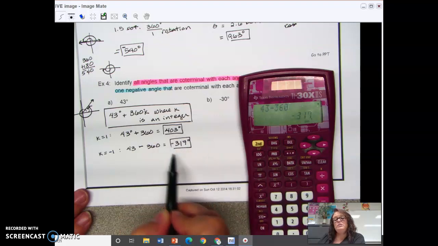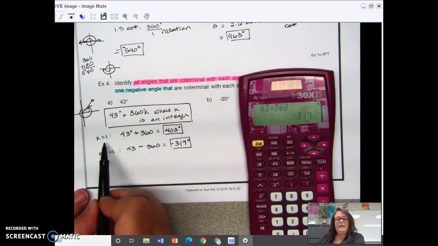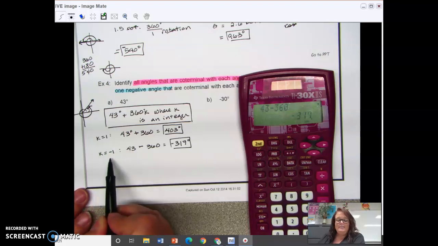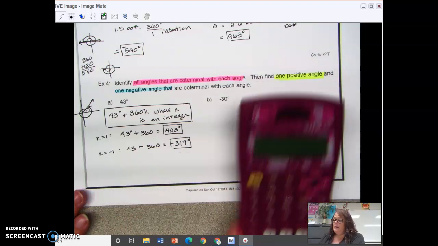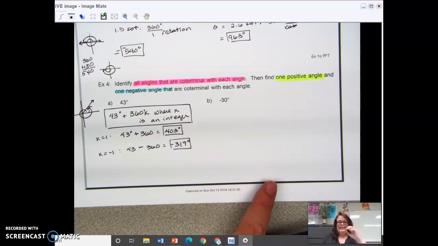Now, these are sample answers because I could have picked k equal 2, 3, 4, 5, anything like that. And here I could have picked k is equal to -2, -3, -4, etc. So this is just a set of sample answers. Okay, so take a moment with B and see if you could answer all 3 parts. Pause the video.